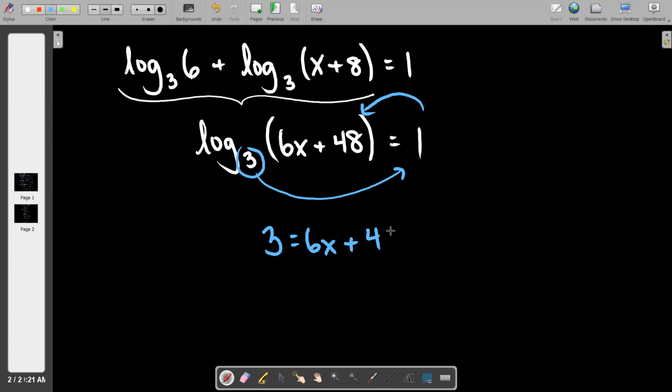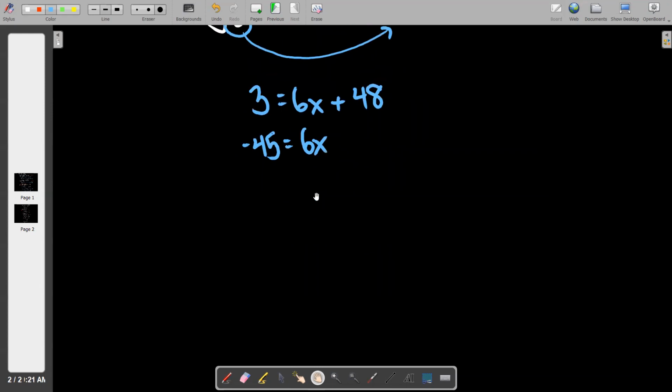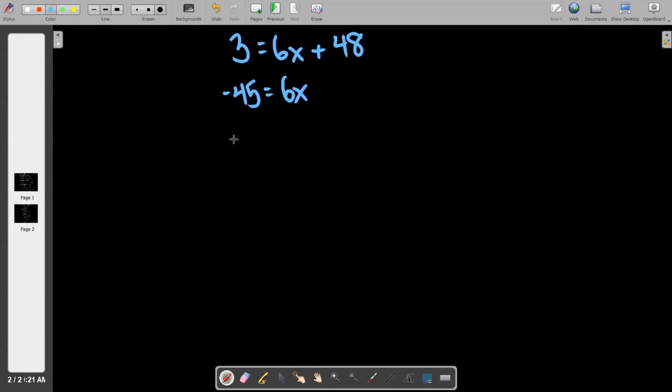Well done. And then, of course, you've got a little baby equation to solve. You're going to wind up with 6x equals negative 45. And this probably is a good time to utilize your calculator just to give us a decimal approximation. I don't know exactly what it is, but I can say it's going to be negative. And 45 divided by 6 is 15 divided by 2. It should be negative 7.5.